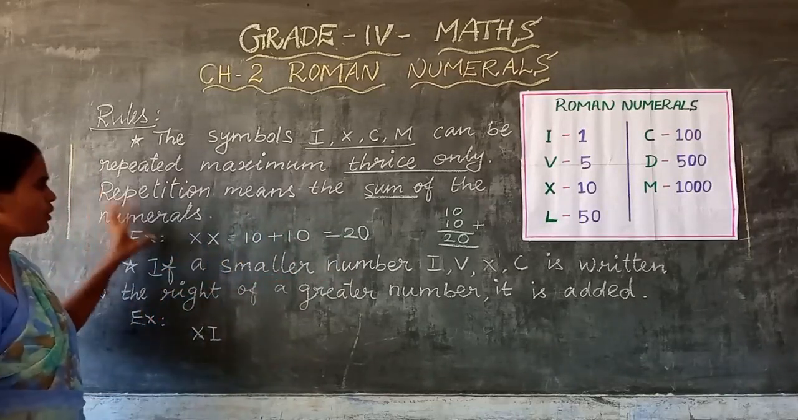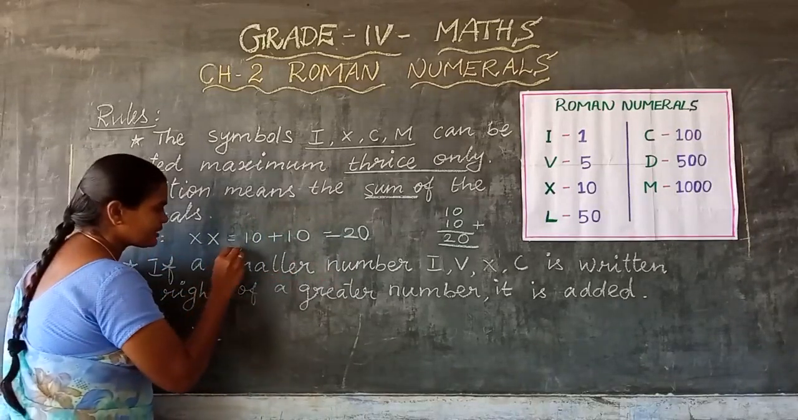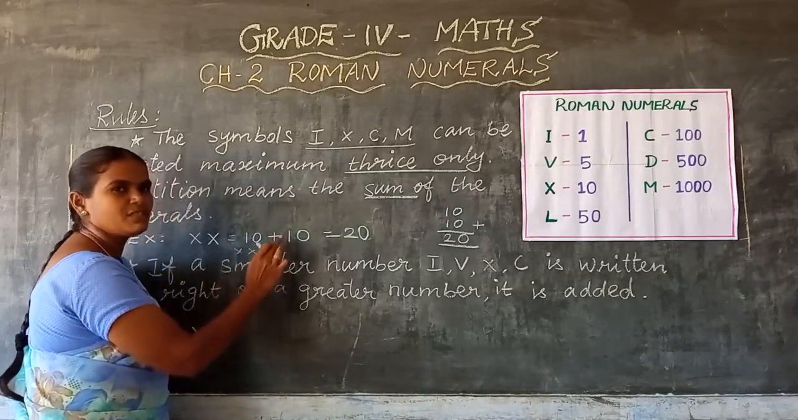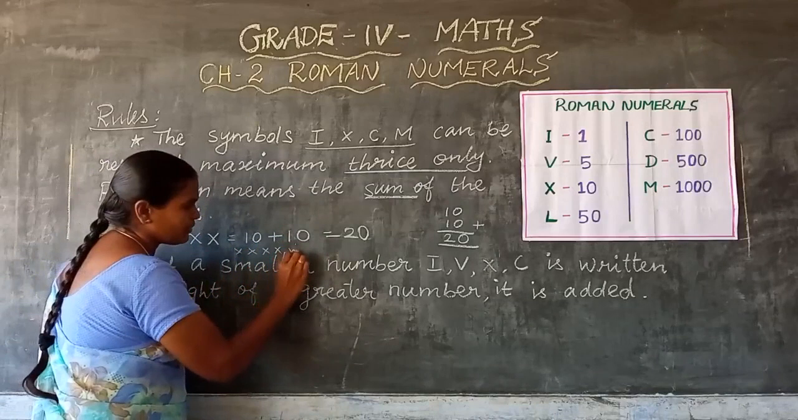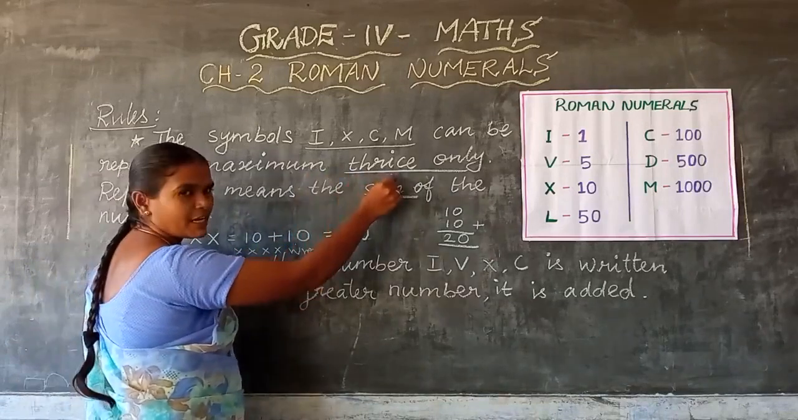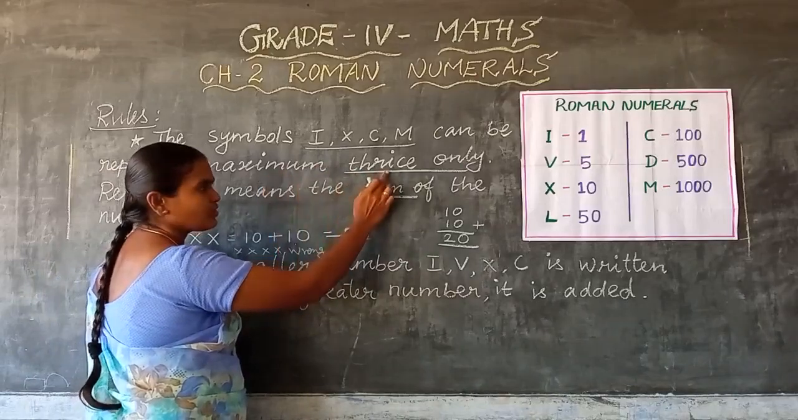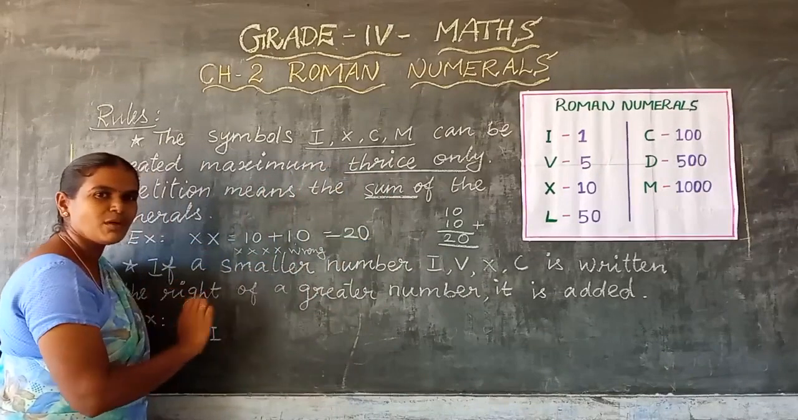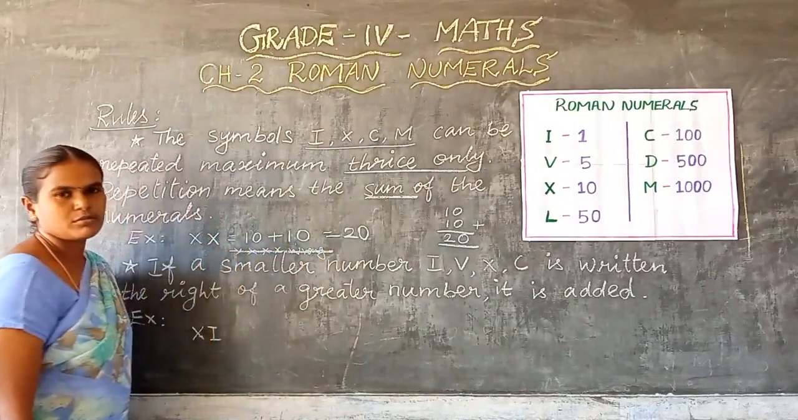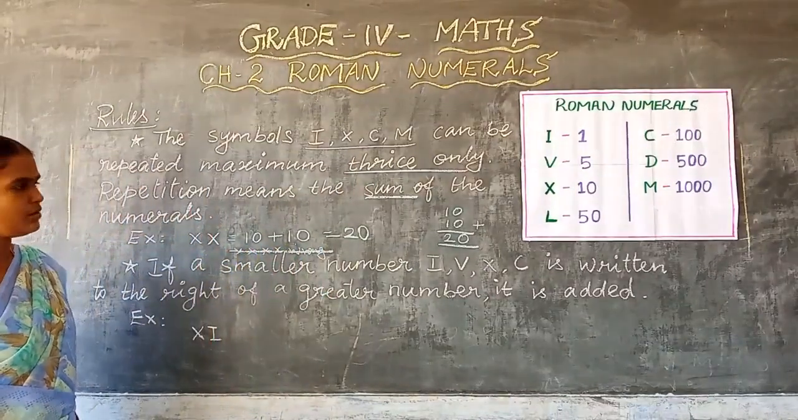Okay. Suppose you write X X X X. 4 times X is wrong, because here the condition is maximum thrice only. That means maximum 3 times only. So 4 times means wrong.